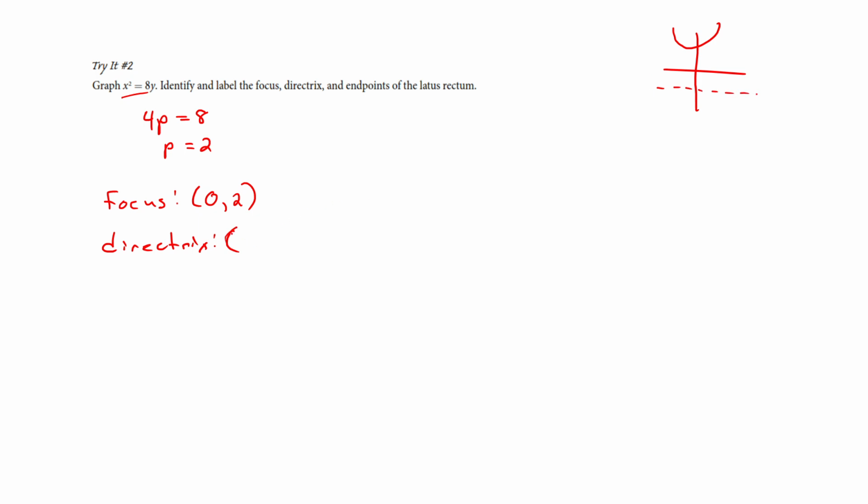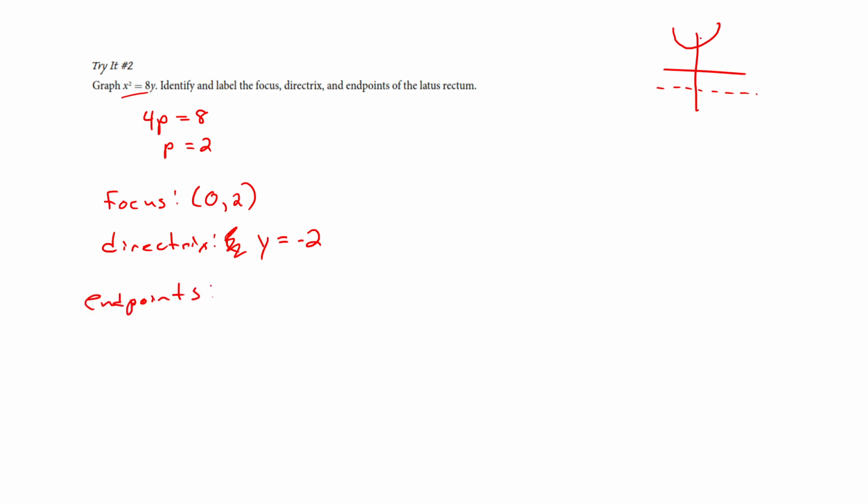Those are y lines. I shouldn't have done that. Those are y lines. It's going to be a line at y is negative 2. p is going to go from the origin in the other direction, and it's going to be a line. So that's a y line. y is negative 2. Now let's put our endpoints on here.